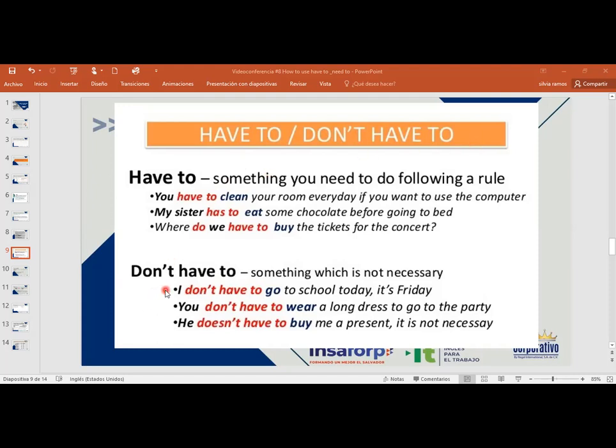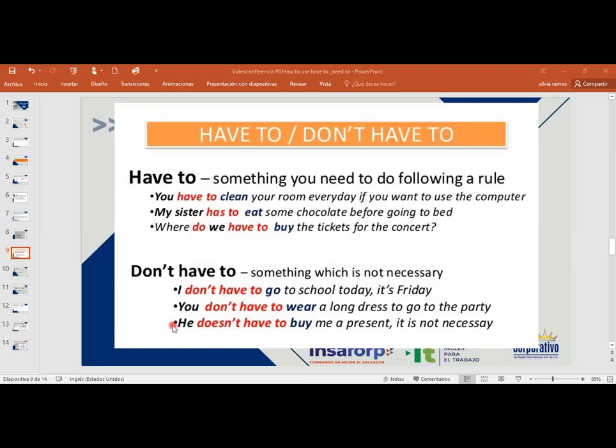Let's read here, Anna, the first example. I don't have to go to school today. It's Friday. Very good. Second example, please. Jonathan, lee el ejemplo. You don't have to wear a long dress to go to the party. Very good. You don't have to wear a long dress to go to the party.